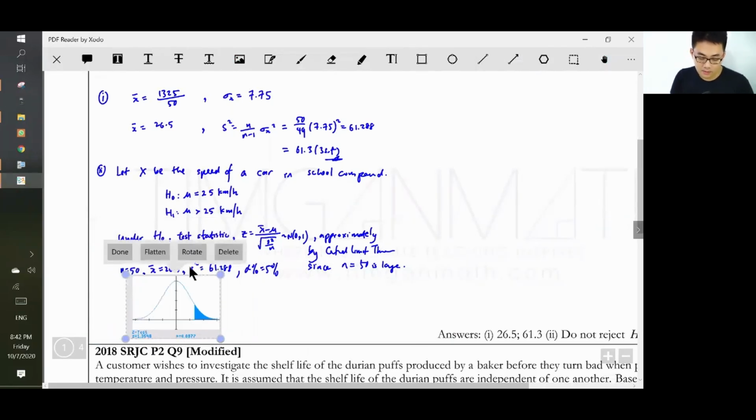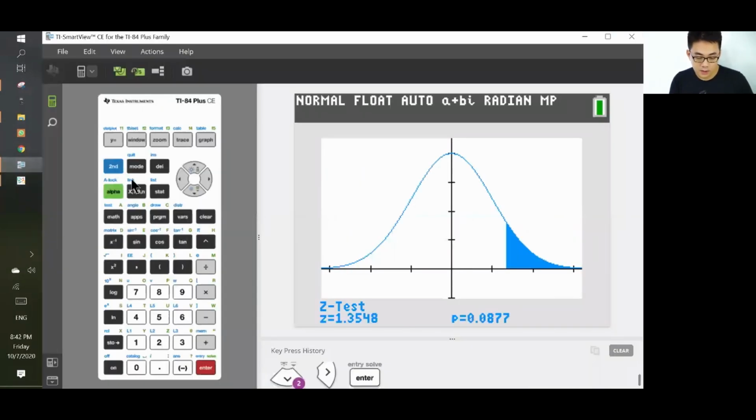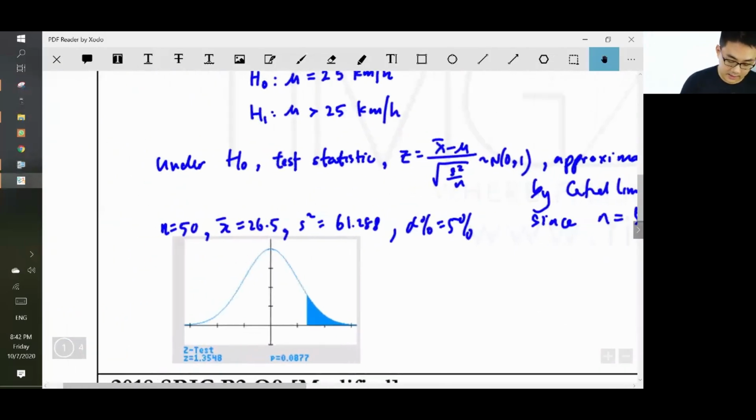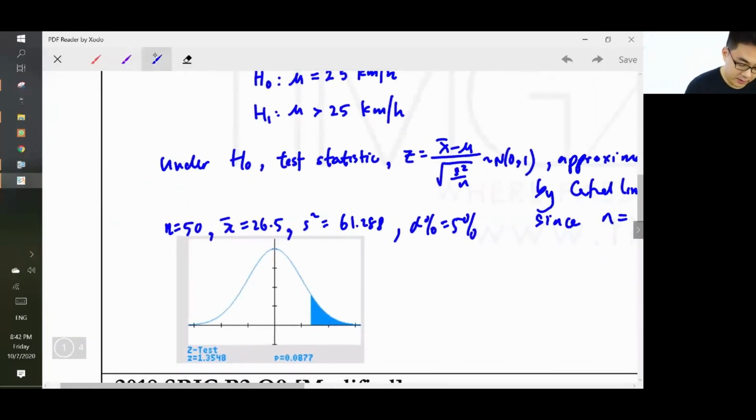P-value, yeah, that's it. I'll come and help you. Come. So yeah, in exam you just write from GC, p-value is what? Yeah, that's it.